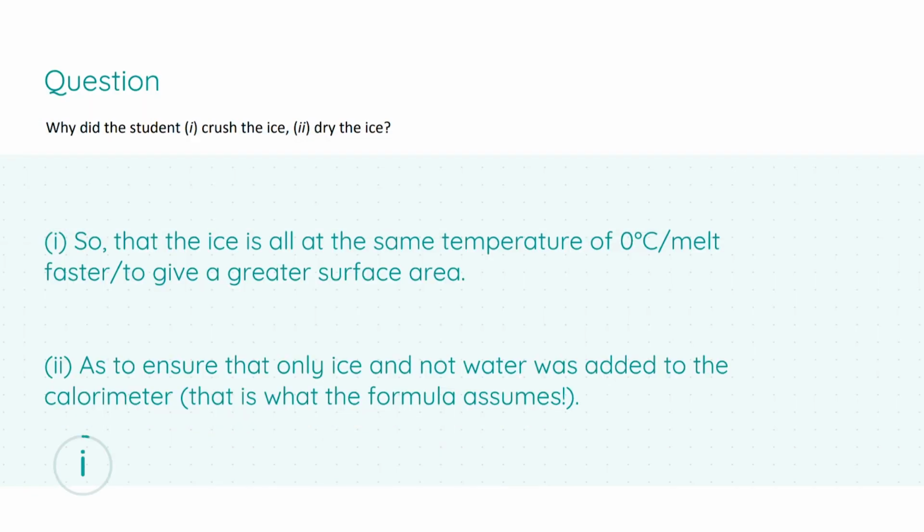Okay, so first off, we're asked, why did the student crush the ice and then dry the ice? So for part 1, why did they crush the ice? The reason is that the ice is all at the same temperature, which is 0 degrees Celsius. You could also put down that the ice would melt faster and that it would give a greater surface area.